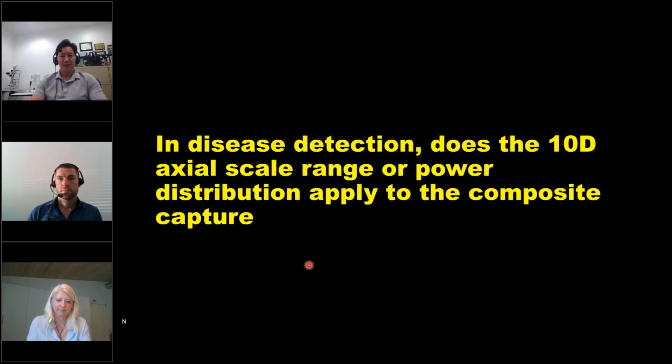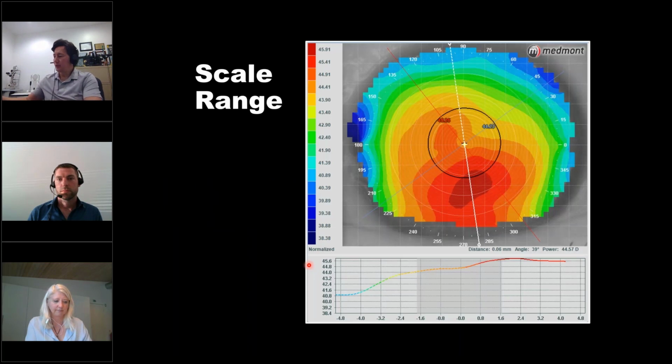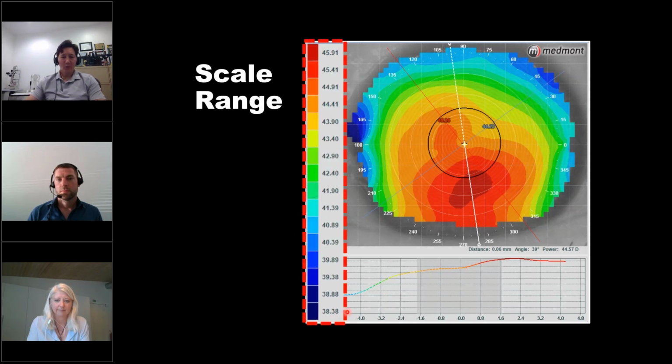Okay, and our next question is, in disease detection, does the 10 diopter axial scale range of power distribution apply to the composite eye capture? And as you may recall, what we discussed was, when you have an eye like this and you're trying to question, is this a droopy apex or is this an early keratoconic, we would look at the scale range. When the distribution of power is greater than 10 diopters, then that might be indicative of an abnormal eye. This eye is around 7 diopters. But a composite map includes much more peripheral cornea.